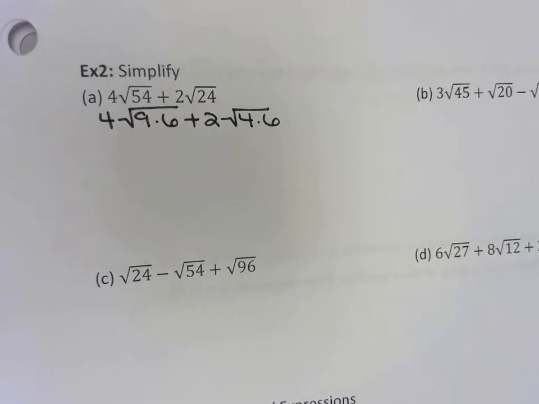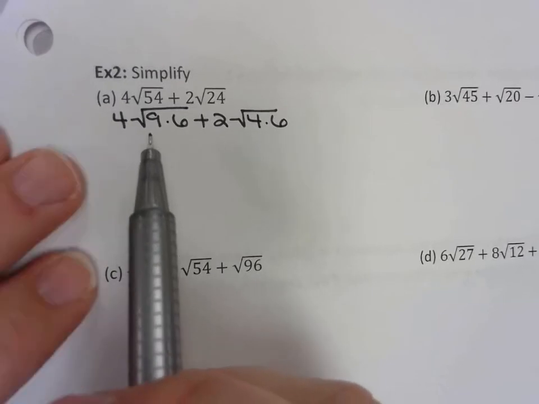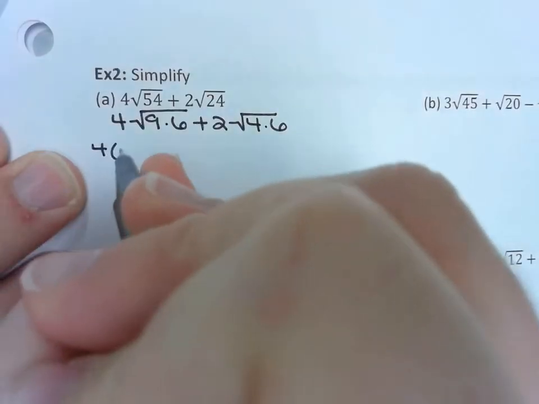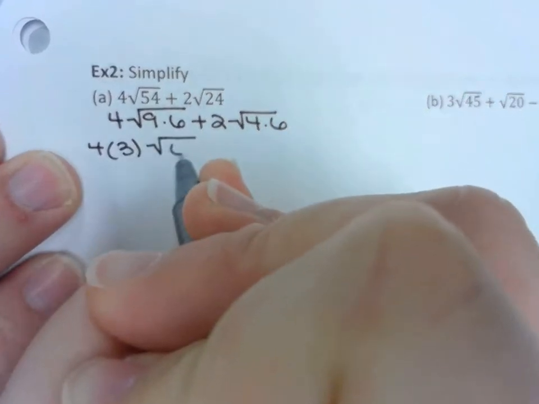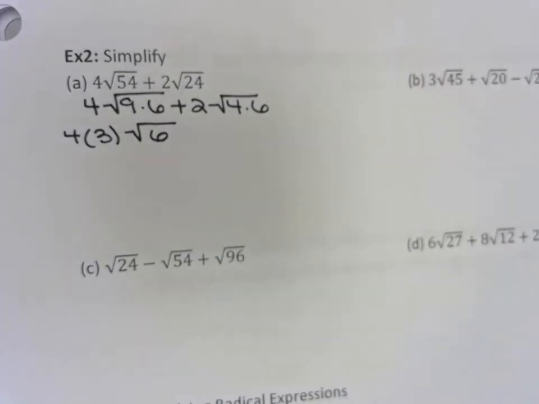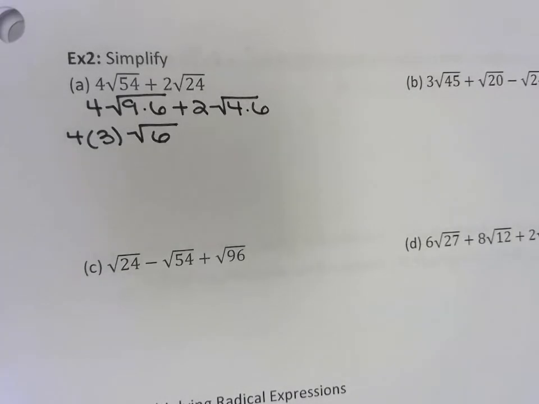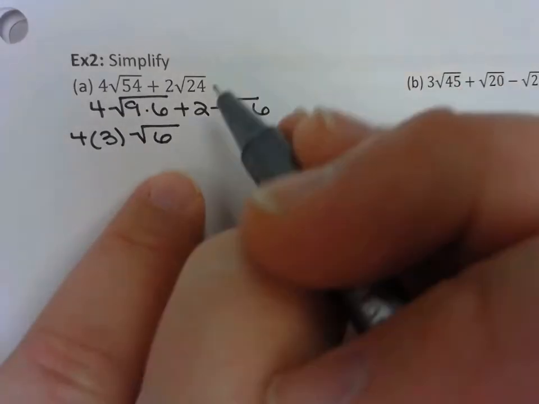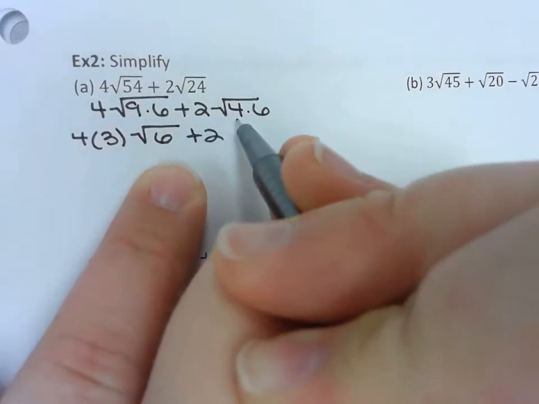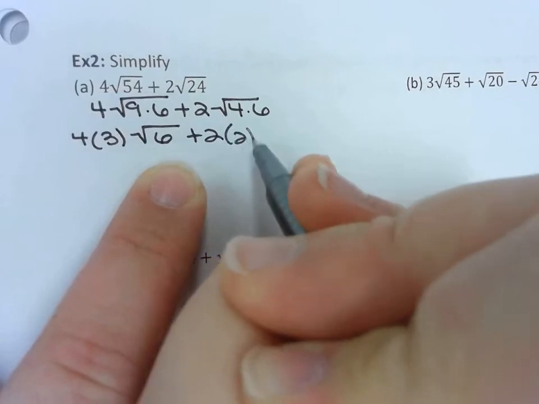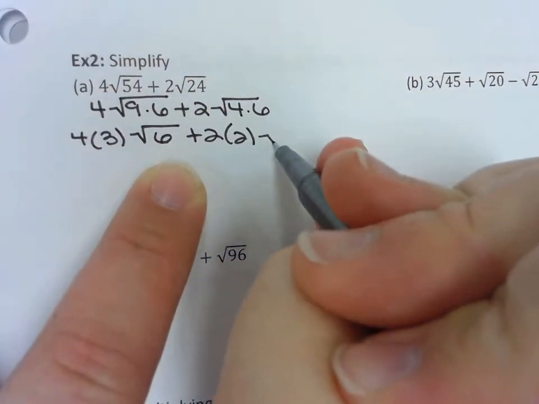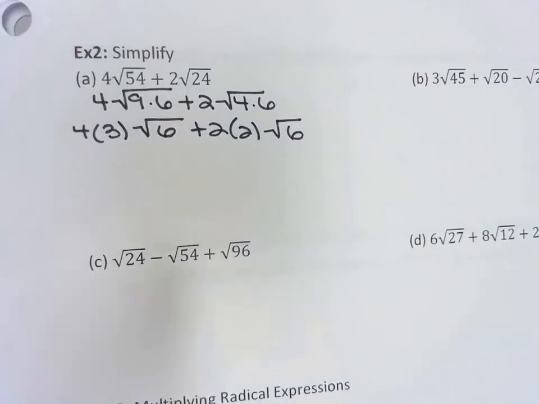Next thing we're going to do is look at it and actually take the square root. What is the square root of 9? The square root of 9 is 3. When I pull it out front, I multiply by the 4 that's already out there, and then I will have a square root of 6. I cannot take a perfect square out of the square root of 6, so that 6 is going to stay under the radical. Same thing with the next one. Plus 2. Square root of 4 is 2, so when I bring it out front, I'm going to multiply by the 2 that's already out there. And I can't do anything with the square root of 6.